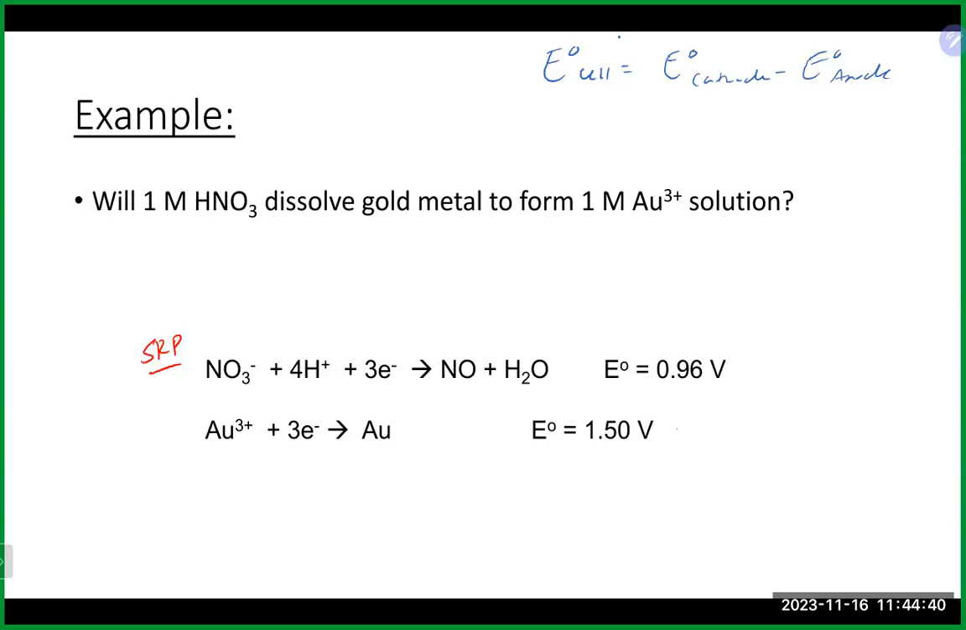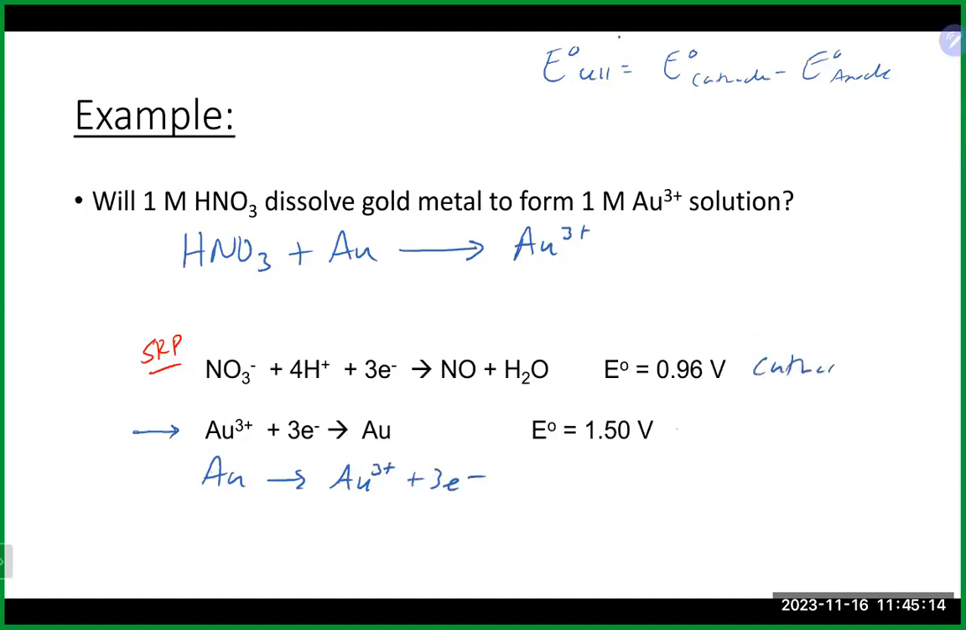Let's read the question and see what it says. Will nitric acid dissolve gold metal, which is Au, to form, that's an arrow going to gold 3. That means when I look at my standard reduction potentials, which one actually should be reversed? This one needs to be reversed, which means it's not our reduction reaction. It's actually going to need to be our anode reaction. So in this case, the nitric acid one is the cathode because of the question being asked here.